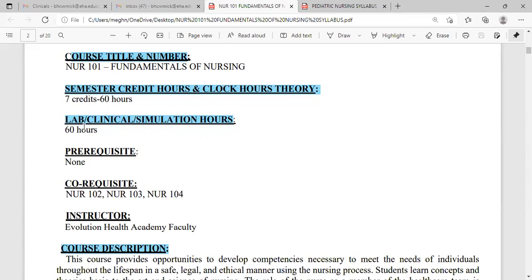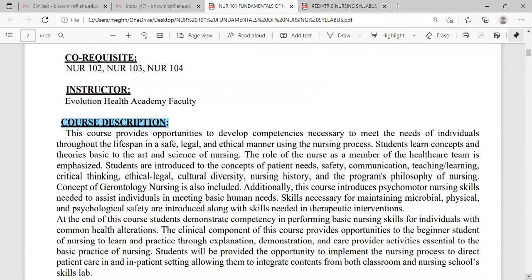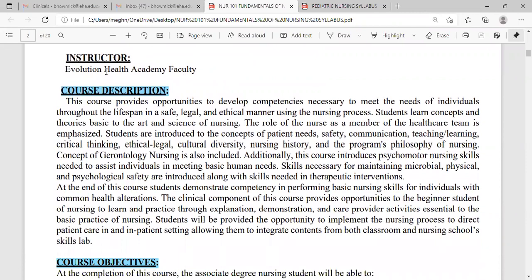And if you ask me, do I need any prerequisites for 101? Definitely no. And before starting 101, it is good to finish 102, 103, and 104. And also, Evaluation Health Academy faculty work as instructors. So they will explain all the details, okay?